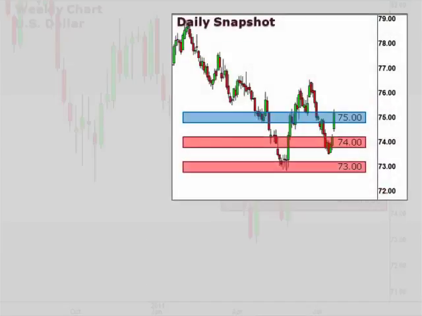Let's take a quick look at a daily snapshot of the U.S. dollar index, and we can see here that the daily chart reflects that significant move higher that took place on last Friday, closing just at that 75 level. Consolidation above 75 should confirm a continuation higher for the U.S. dollar against most of the major currencies.